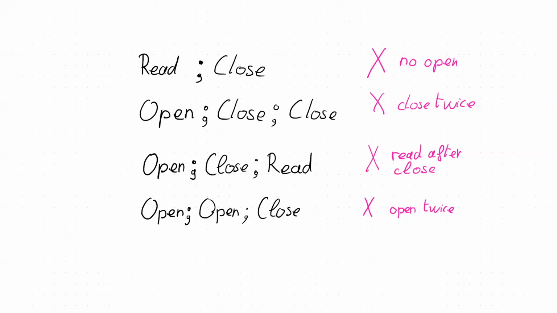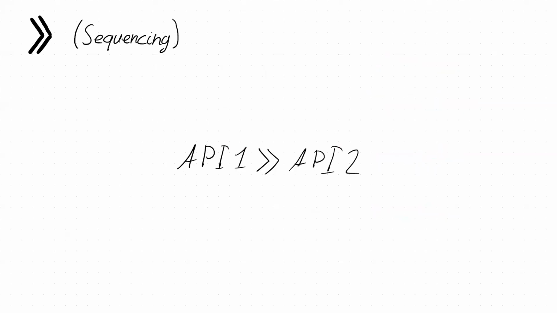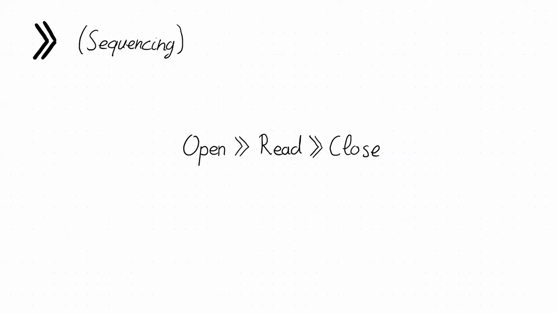One way to do this is to use what is confusingly called the composition product of polynomial functors, but I'm just going to call it the sequencing product on containers, or the sequencing product on APIs, saying a valid API for a file system is you must first open the file, then you must read it, then you must close it. And no other instance of this makes sense.